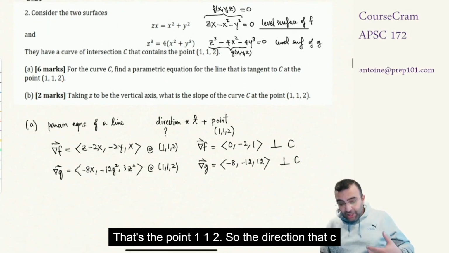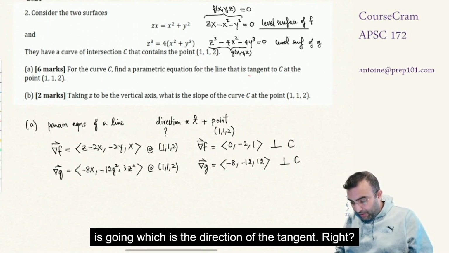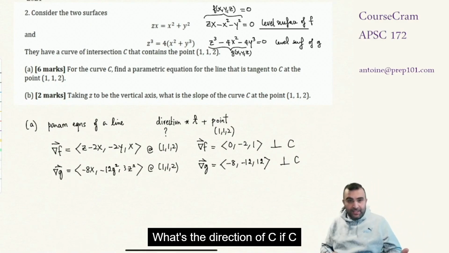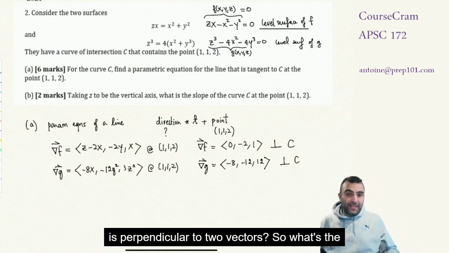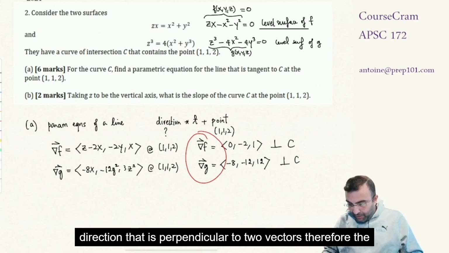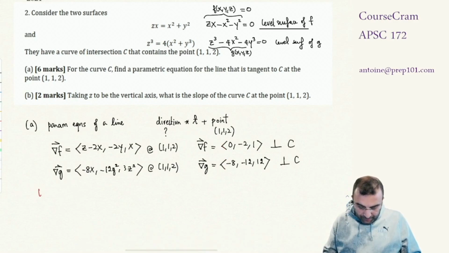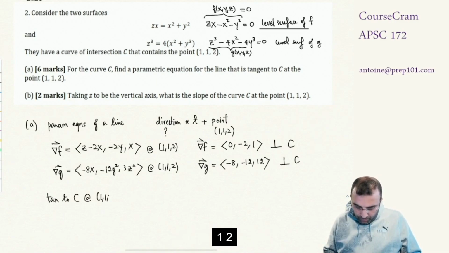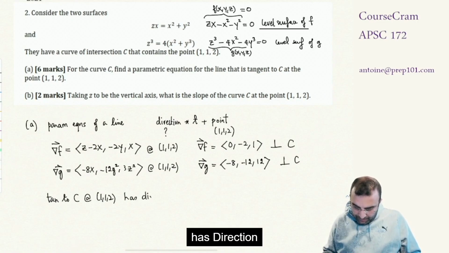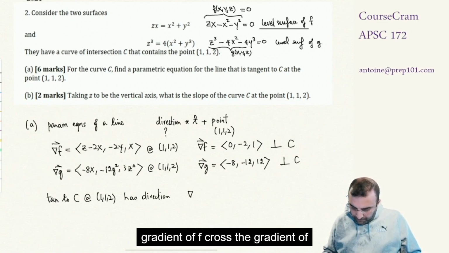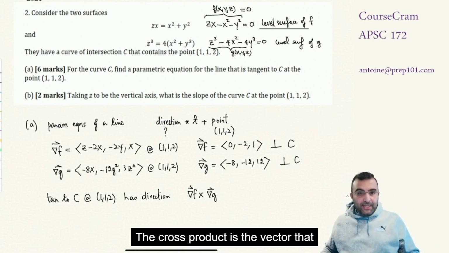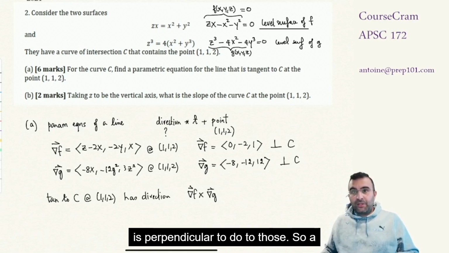So, the direction that C is going, which is the direction of the tangent, right? So, the tangent will have the same direction as C. What's the direction of C? If C is perpendicular to two vectors, what's the direction that is perpendicular to two vectors? Therefore, the tangent to C at the point (1, 1, 2) has direction gradient of F cross the gradient of G, right? So the cross product is the vector that is perpendicular to those.